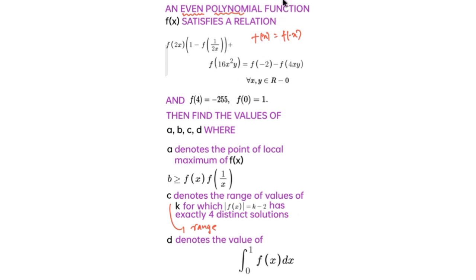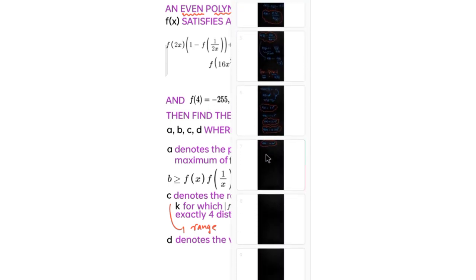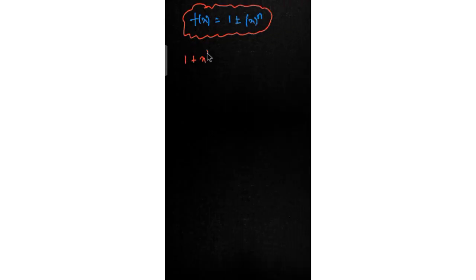So first of all, f of 4 is equal to minus 255. So we shall do that. Let us take the first case, that is 1 plus x power n. In the place of x, like f of 4, if I consider plus x power n, then f of 4 would be 1 plus 4 power n, and this is equal to minus 255 as told. So 4 power n is minus 256.